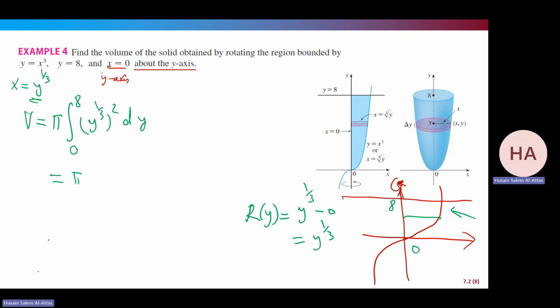So I have pi times y to the power 2 over 3. That means I multiply by 3 over 5, y to the power 5 over 3. Don't forget from 0 to 8. That will be pi times what? 3 over 5. This is what? 2 to the power 5, since the cube root of 8 is 2. 2 to the power 5 will be 32. So I have 96 pi over 5. And that will be the answer.